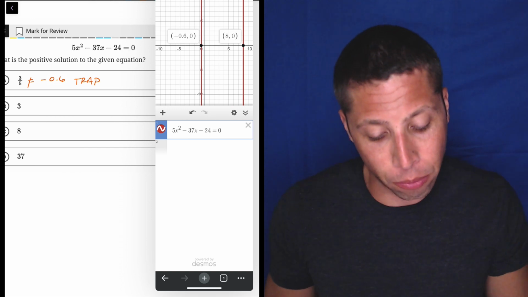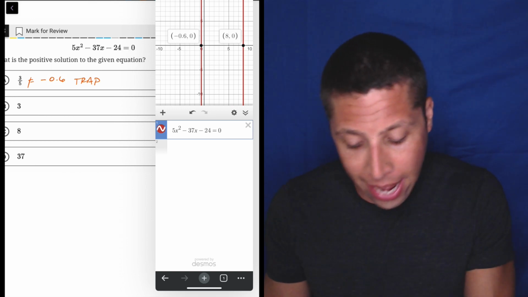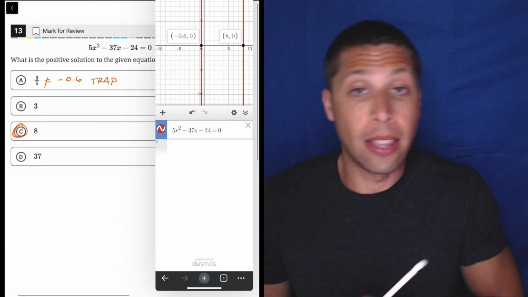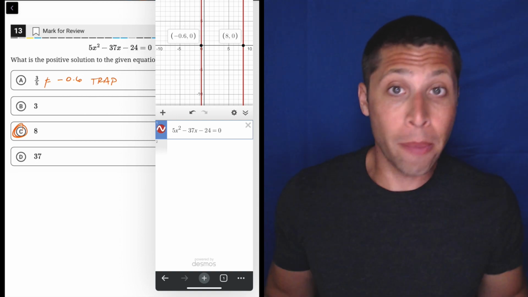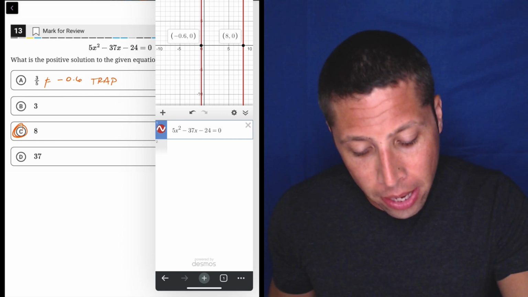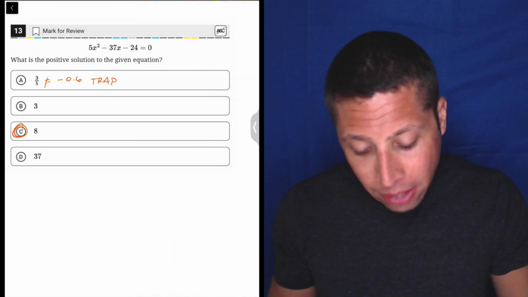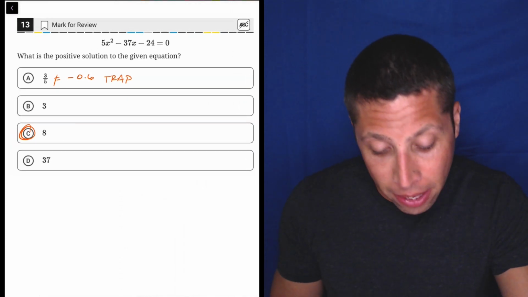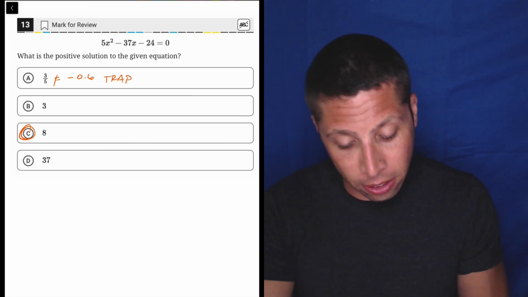But if we tap over here to the right, 8, 0, that's just telling us that 8 is in fact the positive solution. So that's it. There's no math to be done here. Just enter it in the calculator. The calculator will solve this equation for you. But I will show you the process for factoring it in case you're curious. Maybe on some harder question, we really need to know how to do it.